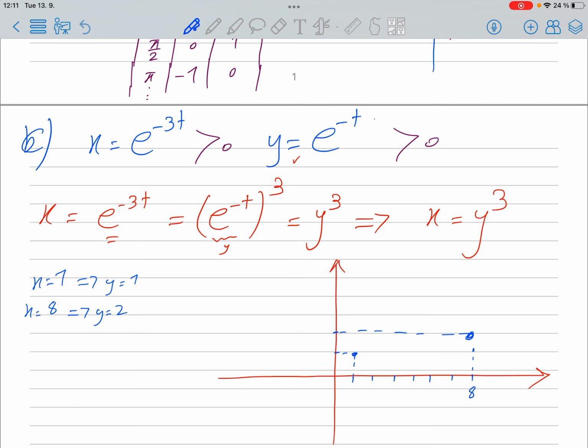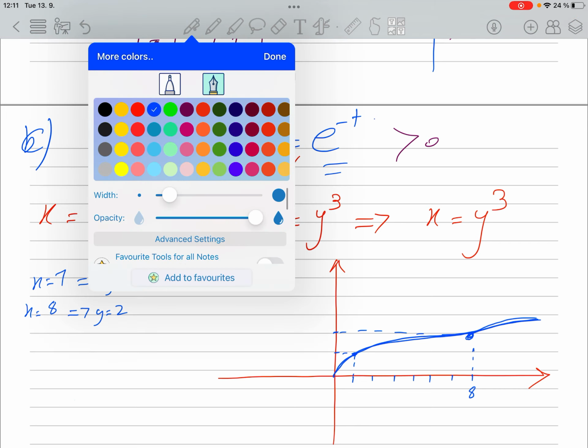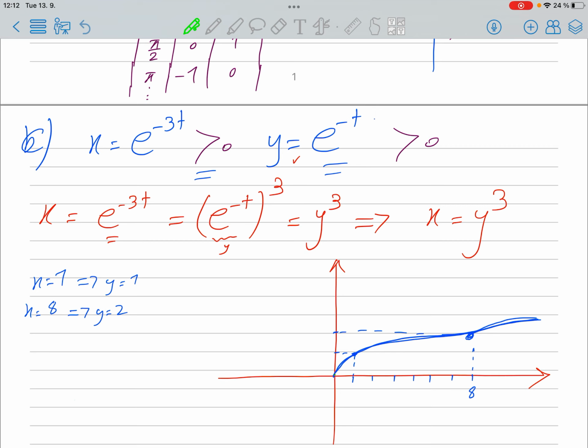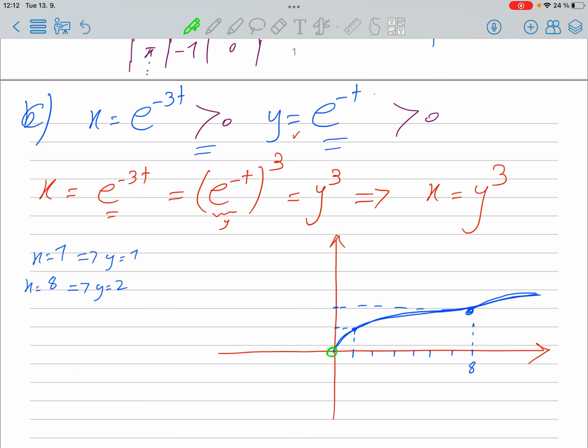Okay, so therefore you can easily guess that the shape of your curve is something like that, right? Something like that. Okay, but remember that x and y are strictly bigger than 0. Therefore, here we have a hole like that. So we have a hole. So now it remains to indicate the direction.